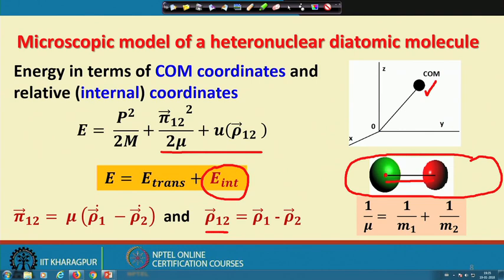Okay, so now that we have seen that the energy of a given molecule can be separated out into these two terms, let us now see the separability of the energy term designated here as the internal structure. So, that is going to be the topic of our next part of the discussion.